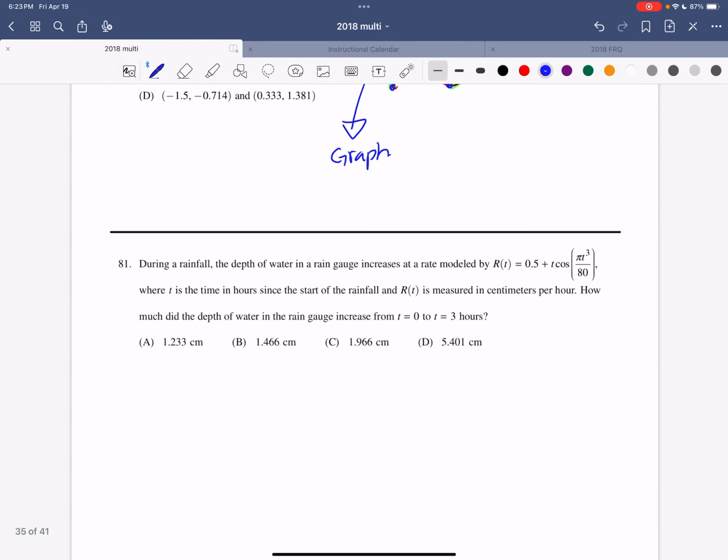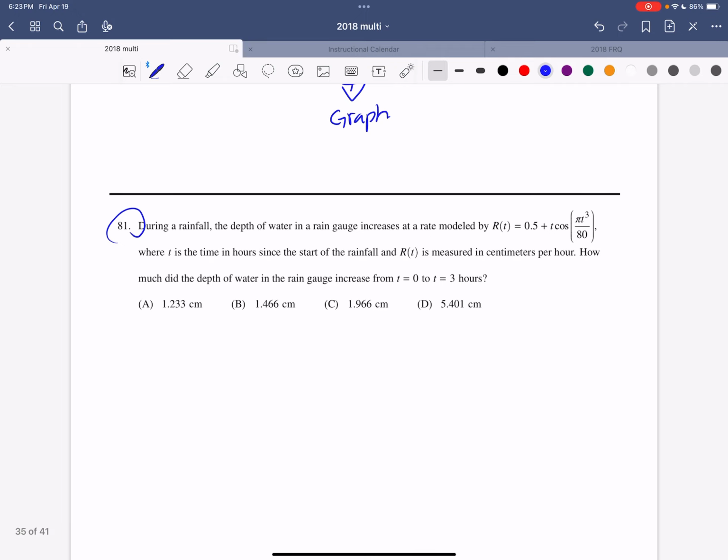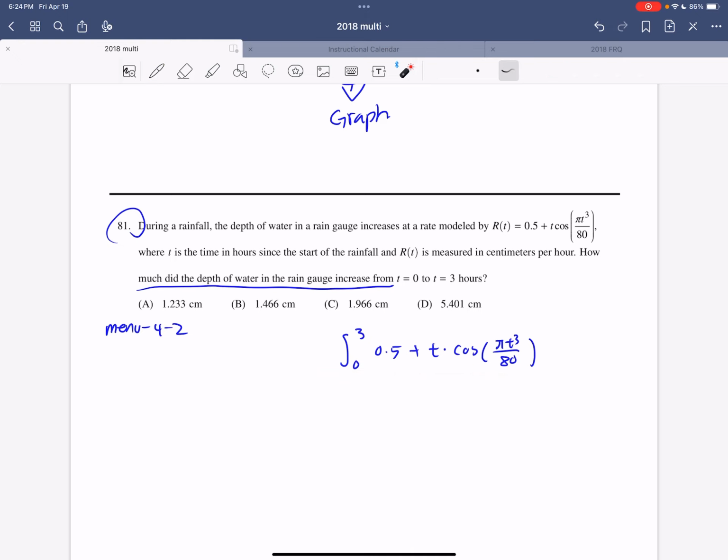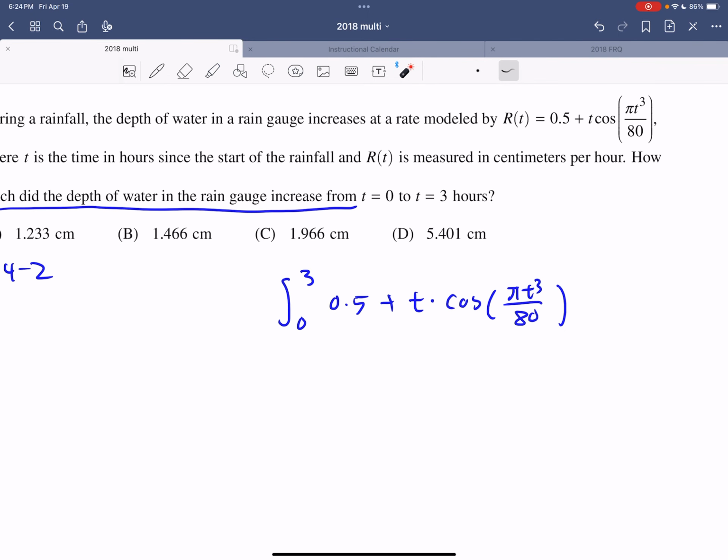Okay. So maybe question number 81. So here, you have a rainfall, and that's given to you. You want to know how much did the depth of the water increase from 0 to 3. Basically, you want to find area under the curve. So you're going to do integral from 0 to 3 of 0.5 plus t times cosine of pi t to the third power over 80. The only thing you have to do is put this one into the calculator, like menu 4, 2. But when you put this one into the calculator, you're going to see an error. I don't know why. Something happens.